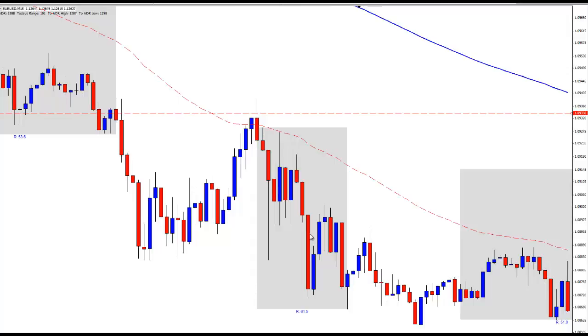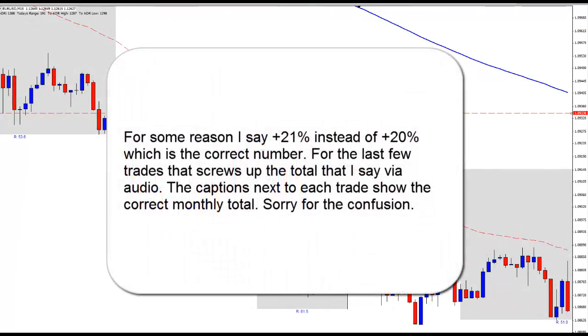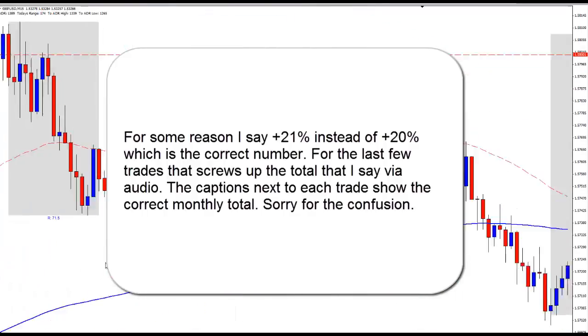It'll keep you trading for a long time. So anyways, 1.5% on that trade. That brings us back up to 21% overall. And then we continue on the same day over to the pound. We'll go over to the pound.